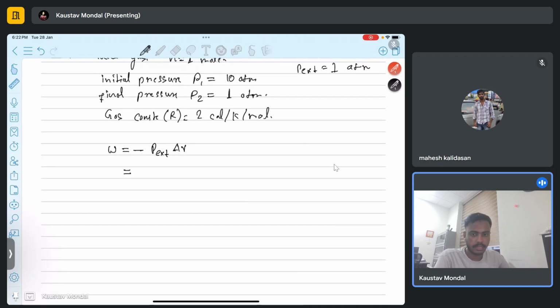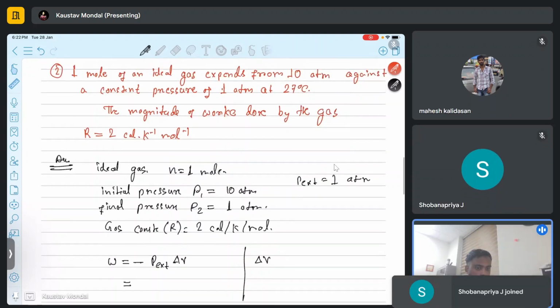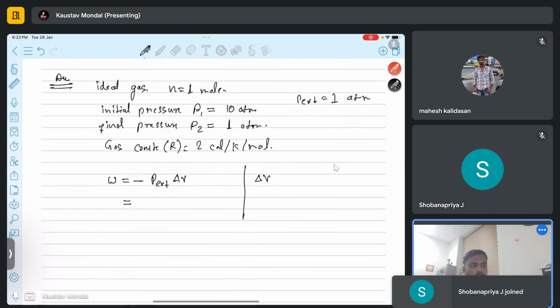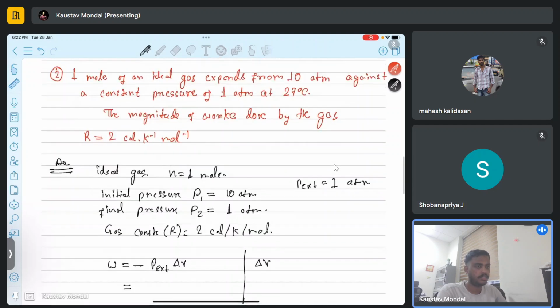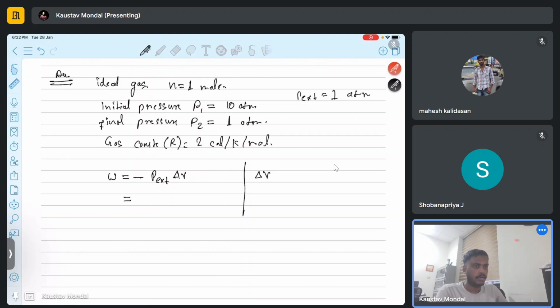So now, the next thing we will be calculating is delta V. In the question only the pressure is given. During this whole change in pressure, the temperature remains constant. So you can use Charles's law, or the ideal gas law, which states that P1 V1 by T1 is equal to P2 V2 by T2.